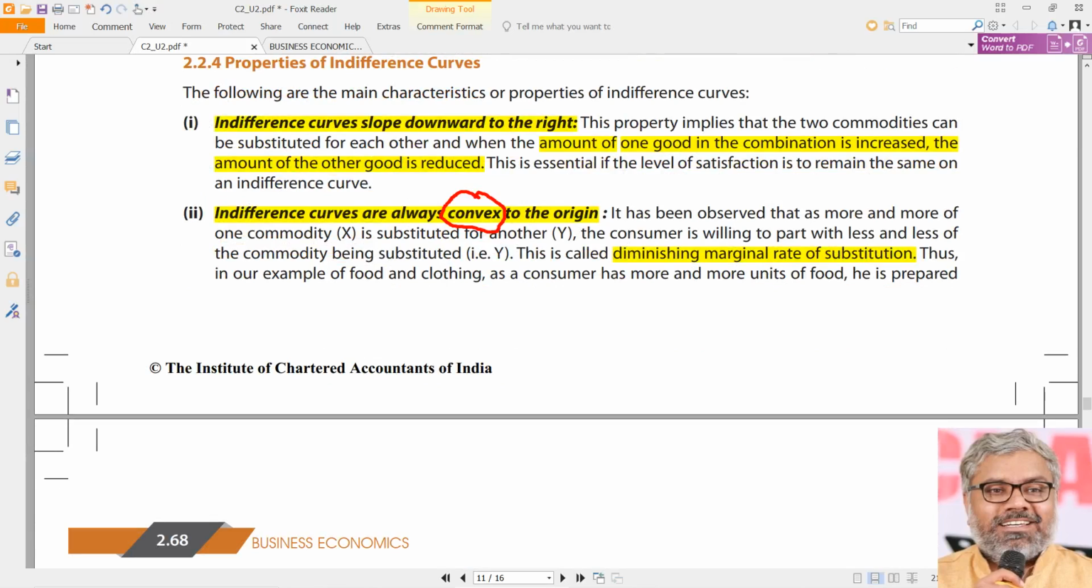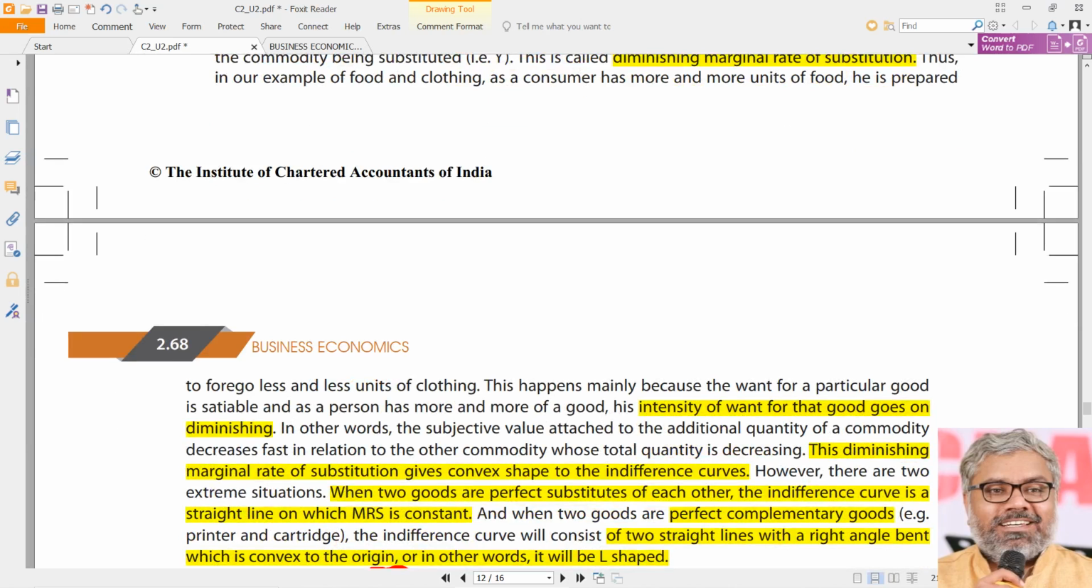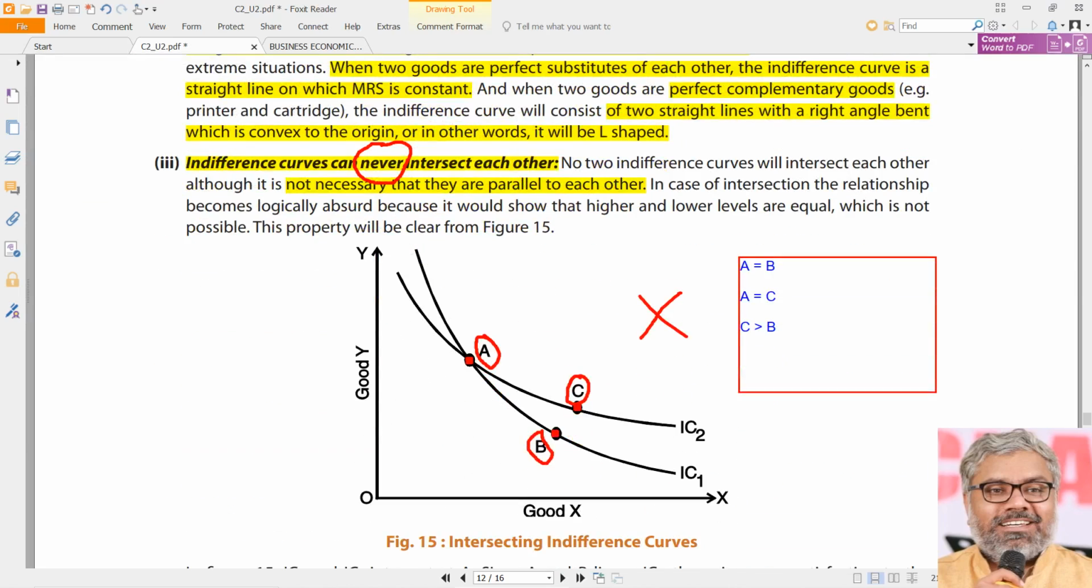Definite questions are possible, and the reasons why these characteristics hold good are important. Of course, the characteristics are important to be remembered, but why it is happening is equally to be understood in each of these cases. Why does an indifference curve slope downwards to the right? Because of the inverse relationship between the consumption of one commodity and another commodity. Why are indifference curves always convex to the origin? Because of diminishing marginal rate of substitution. Why can indifference curves never intersect each other? Because the same point cannot give two different levels of satisfaction.